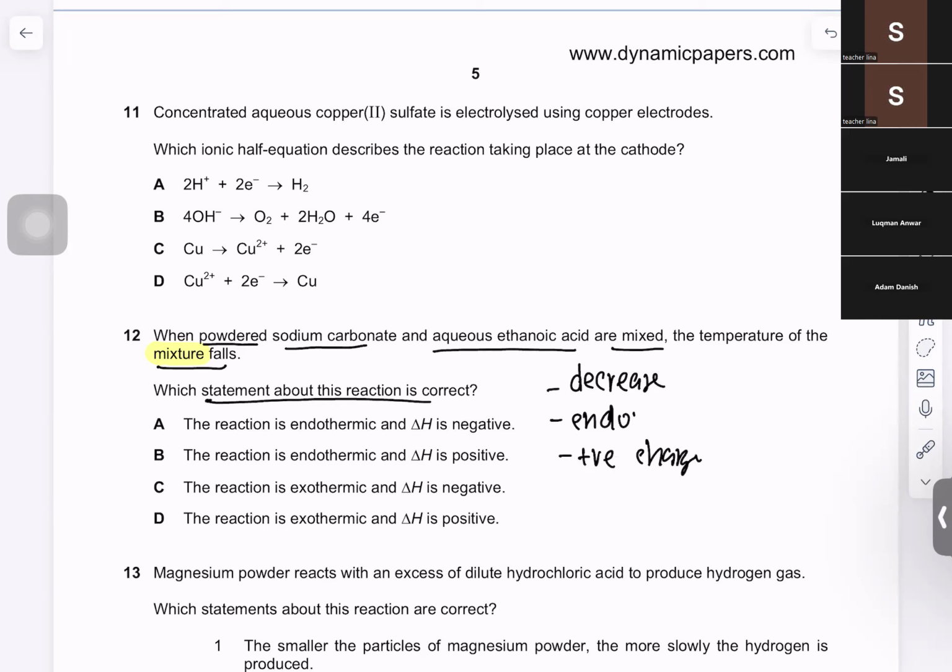Okay. So the teacher will cancel the negative, because negative involves exo. So when the temperature of the mixture falls, the reaction is endo, and then delta H is positive. Understand? Right. Remember, this is undeniable. The teacher would say 90% of students think exo and endo are about the temperature of the substance. Unfortunately, we do not measure the temperature of the substance. We measure the temperature of the surroundings.